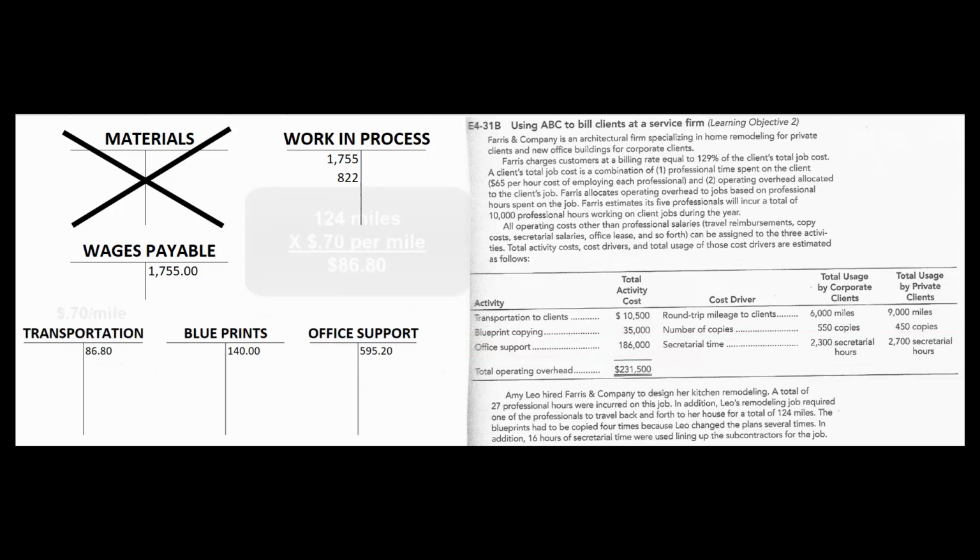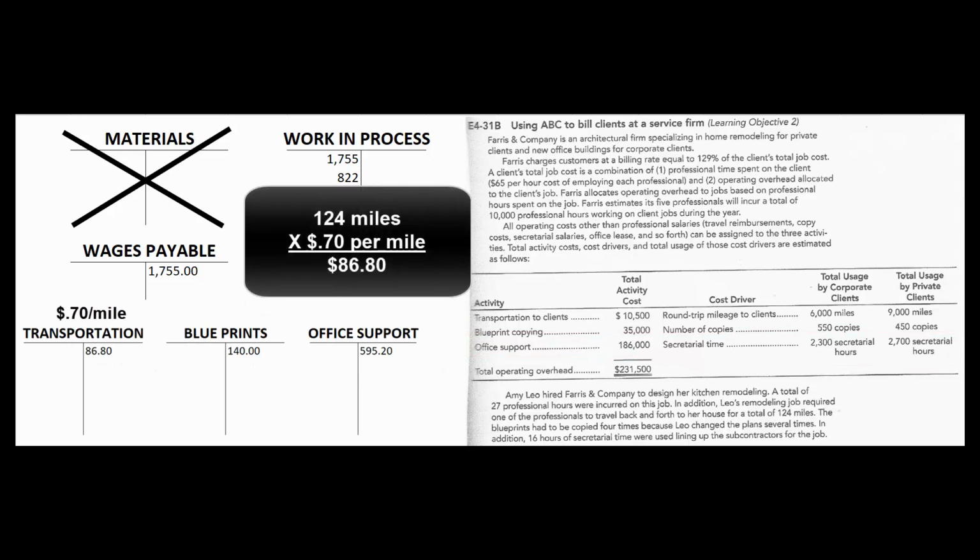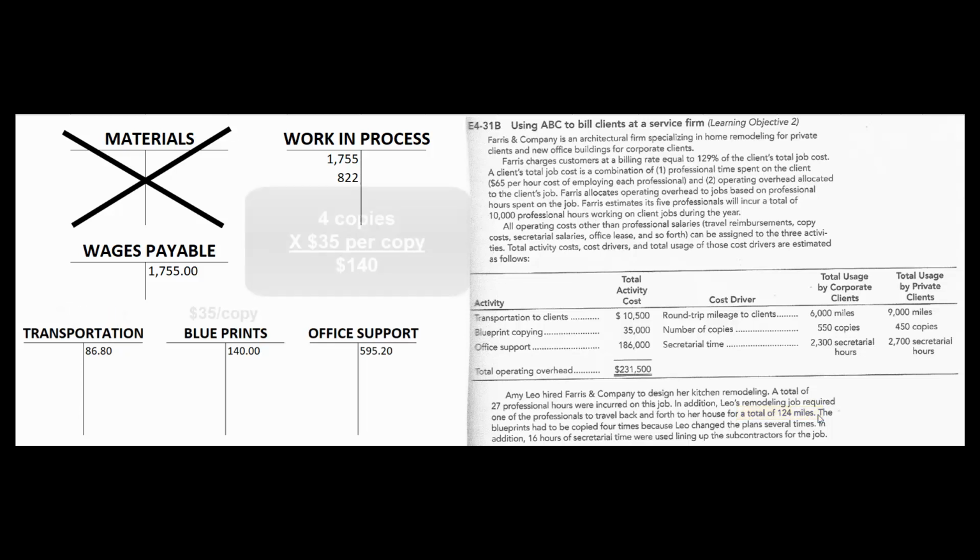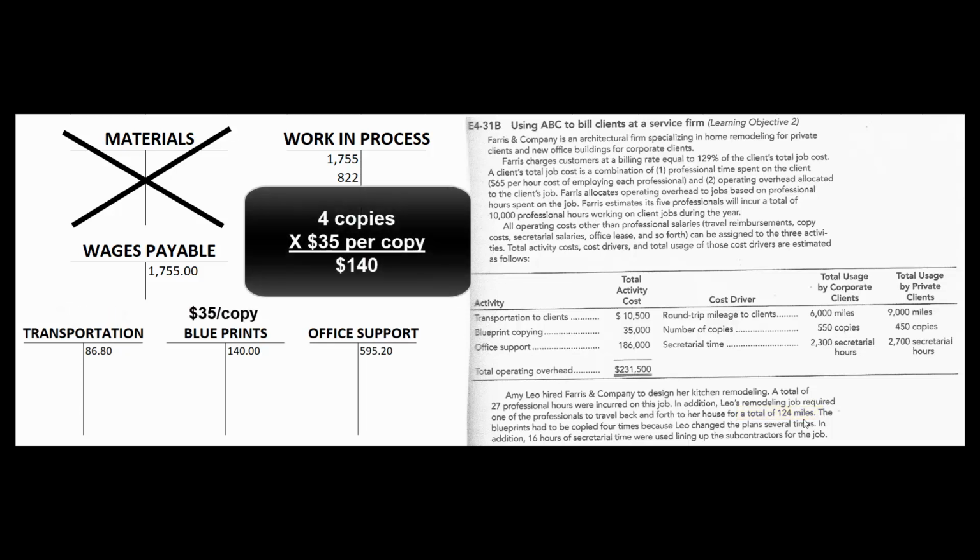All right, so if our rule for the transportation overhead is that it gets applied at 70 cents per mile, and this problem tells us that on Lee's remodeling job, we incurred 124 miles of transportation costs. 70 cents times 124 is $86.80. Blueprints are 35 bucks a copy. It tells us in this problem that we had to make 4 copies of the blueprints. 4 times $35 is $140 worth of overhead.